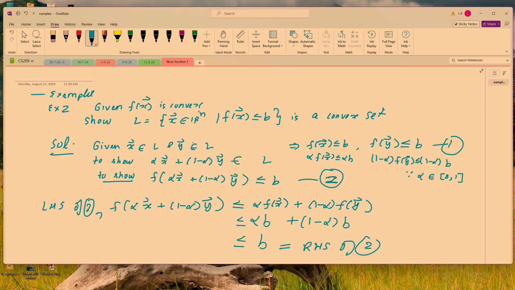Okay. All right. So, yeah, you're right. This had to be a convex set. So in that sense, this is redundant.